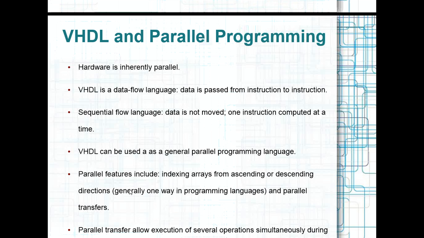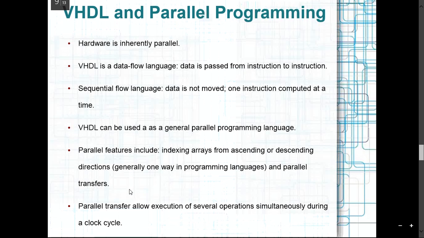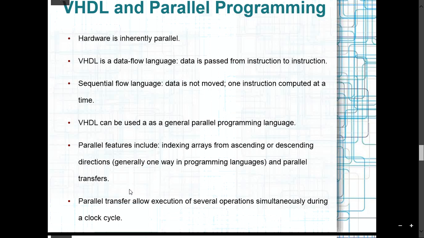Parallel programmers make use of the parallelism features developed for the inherent parallelism found in hardware. Some examples of this parallelism found in VHDL are the indexing of arrays, which you can index in ascending or descending direction. And we also have something called parallel transfers, which allow execution of several operations simultaneously during a clock cycle.